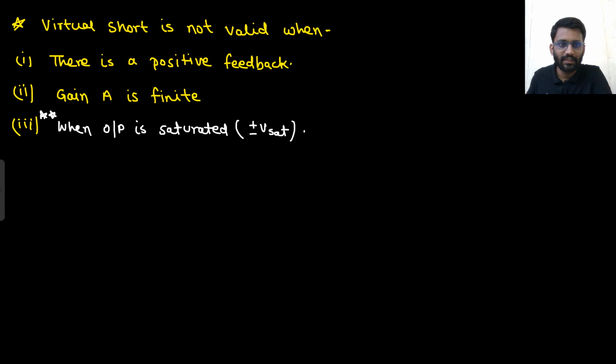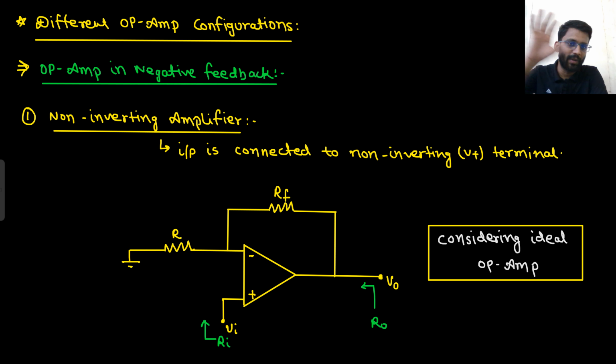Okay, so everything is crystal clear. In the next lecture, we will study different OpAmp configurations. First we are going to study the non-inverting amplifier. For the next 3-4 lectures, we are going to study only negative feedback, because in negative feedback the concept of virtual short is valid, but in positive feedback the concept of virtual short is not valid.